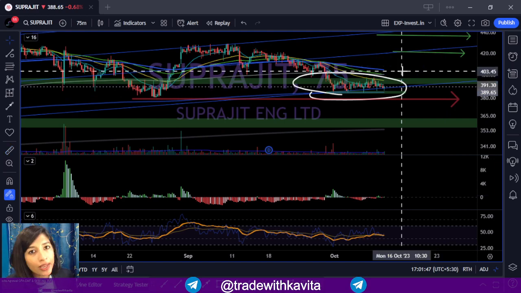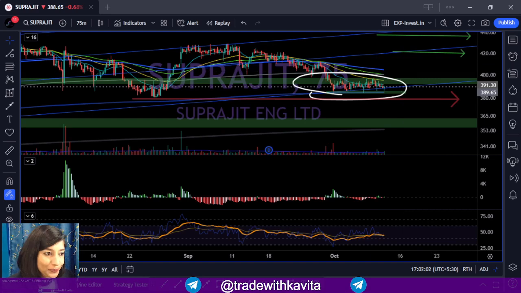Now, in my rule book, I have one thing very clear: never participate in a stock if the risk reward ratio is less than 3. That automatically filters out low quality positions. So that's another rule for swing trading. So this is my analysis of Suprajit for you. Okay, moving on to the next query.